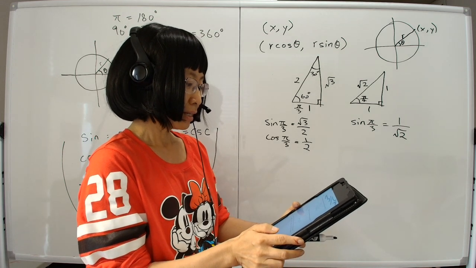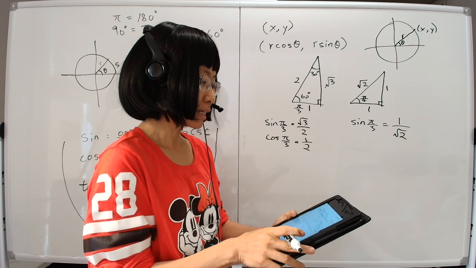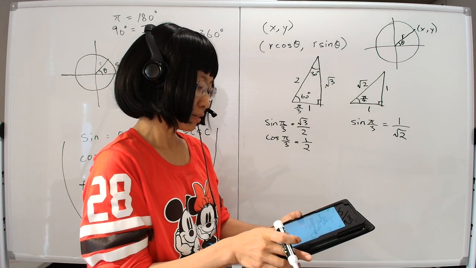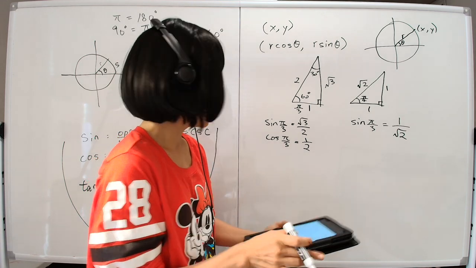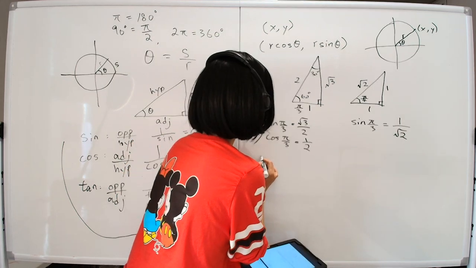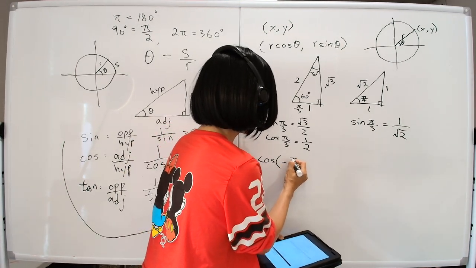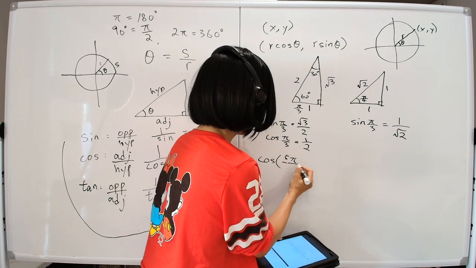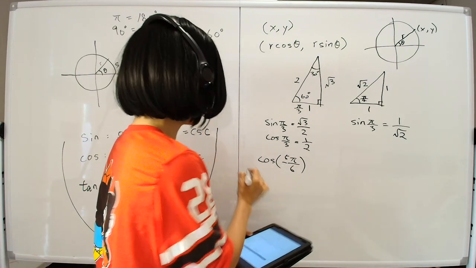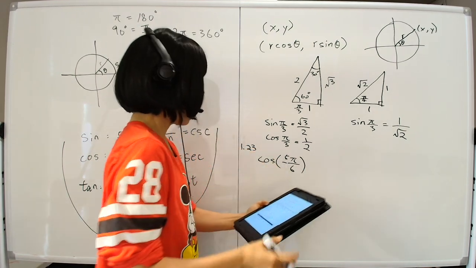Oh, and I should mention that angles can be measured in various ways. So, for example, let's calculate the cosine of a negative angle. What is the cosine of a negative angle? Cosine of negative 5 pi over 6. Okay, this is example 1.23.